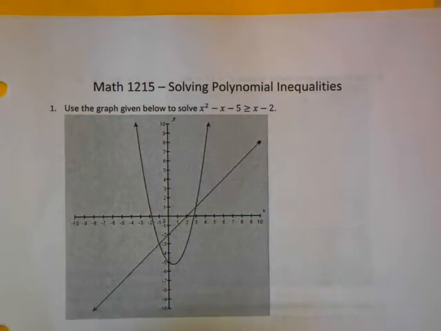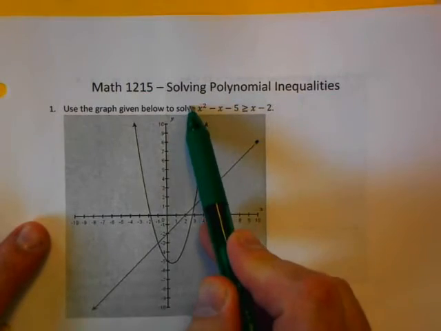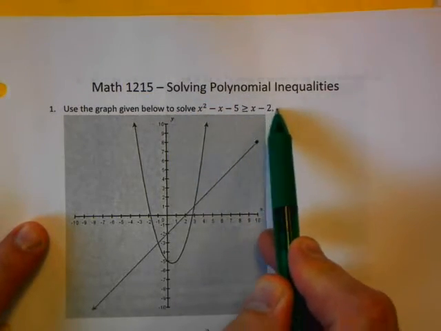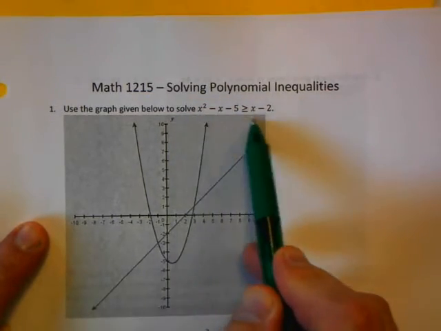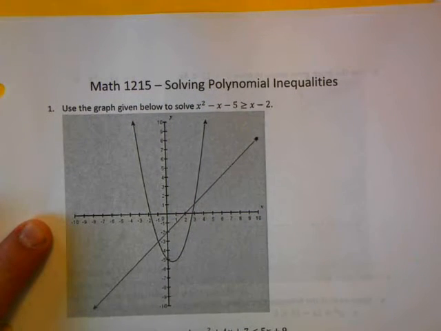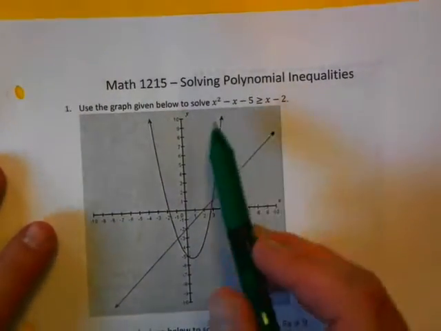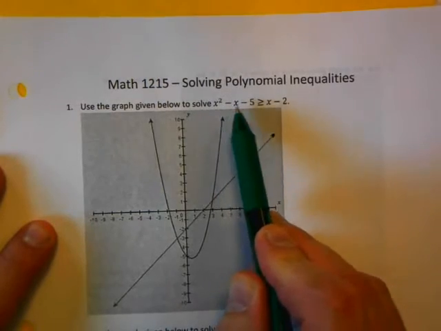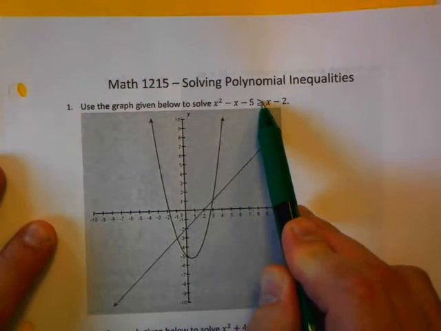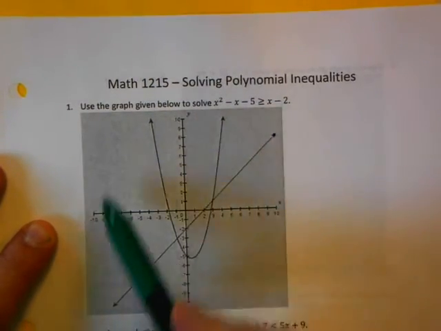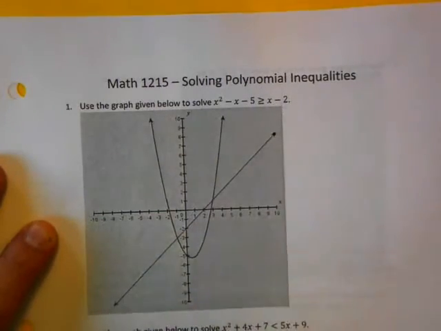Okay. So here we have a polynomial inequality. How do we recognize that it's a polynomial inequality? It's got an x squared, and what makes it an inequality? It's got a greater than. Okay. So we want to know, when is x squared minus x minus 5 greater than or equal to x minus 2? And apparently we're supposed to be able to tell that from the graph.